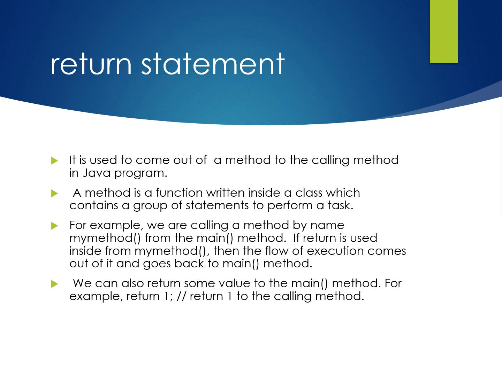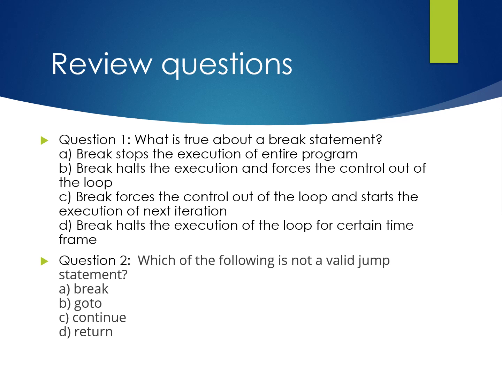Now we come to the review questions. Question number 1. What is true about a break statement? A. Break stops the execution of the entire program. B. Break halts the execution and forces the control out of the loop. C. Break forces the control out of the loop and starts the execution of the next iteration. D. Break halts the execution of the loop for a certain time frame. Now question number 2. Which of the following is not a valid jump statement? A. Break. B. Go to. C. Continue. D. Return.